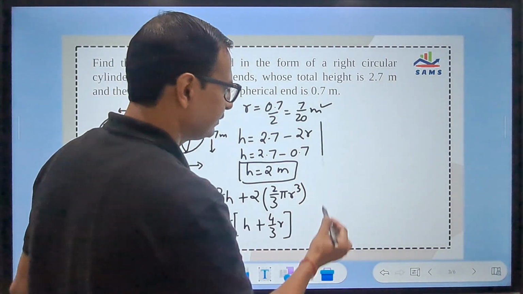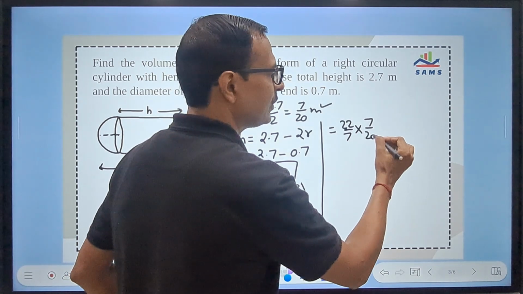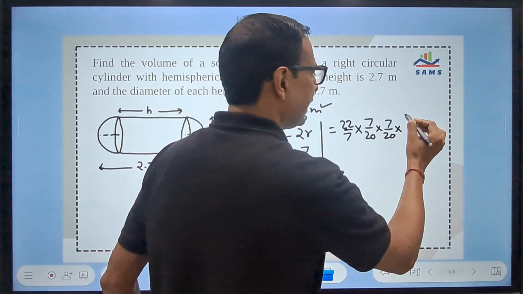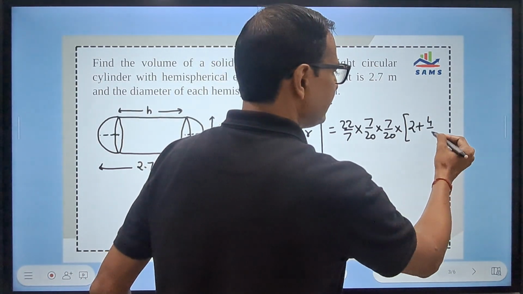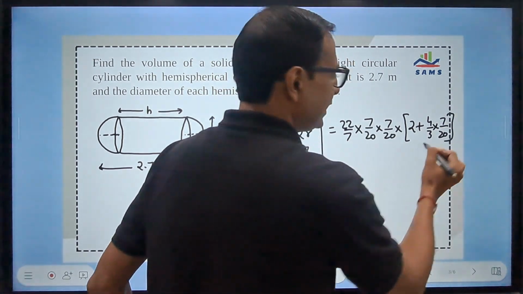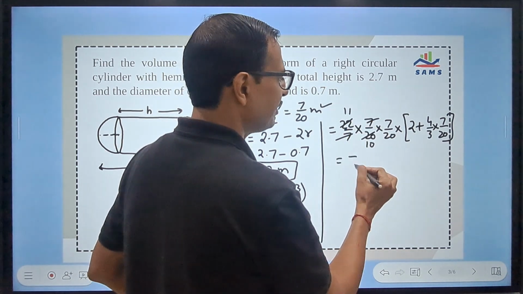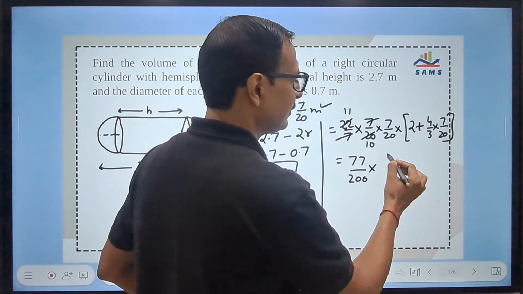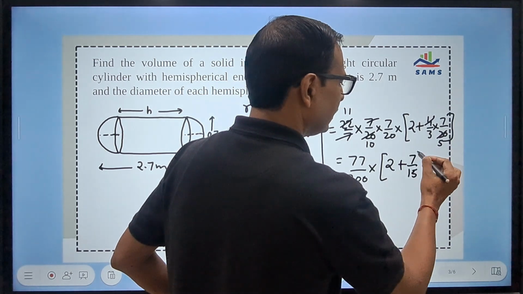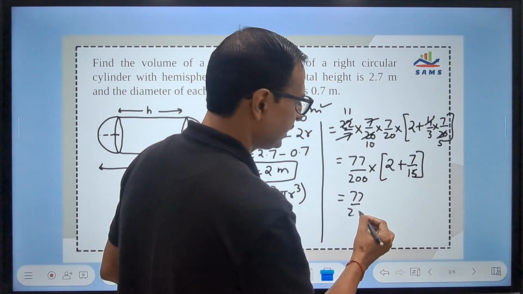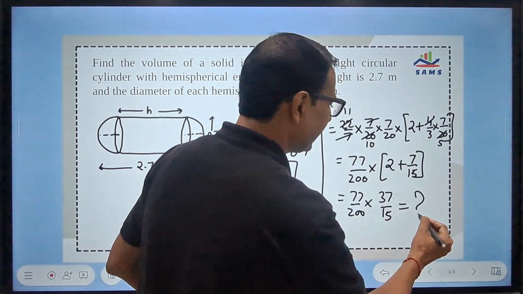Now let's put the values here. This is pi r square, pi is 22 by 7, r is 7 by 20, so 7 by 20 times 7 by 20, right? Pi r square, h is 2 plus 4 by 3 times 7 by 20, right? So 7 cancels out, you have a 10 and 11 here, so this is 77 by 200 times 2 plus 4 fives are 20, so 7 by 15, which gives me 77 by 200 times 37 by 15, and that will give us our final answer for the question.